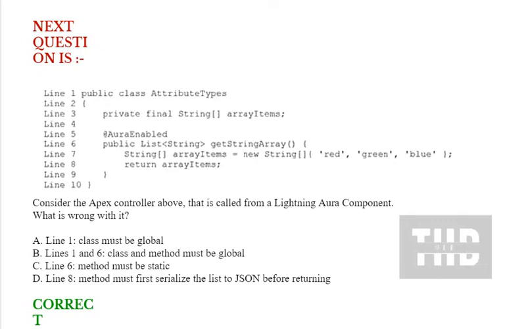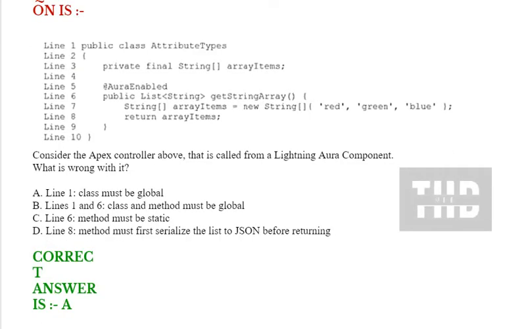Option C. Line 6. Method must be static. Option D. Line 8. Method must first serialize the list to JSON before returning. Correct answer is option A.